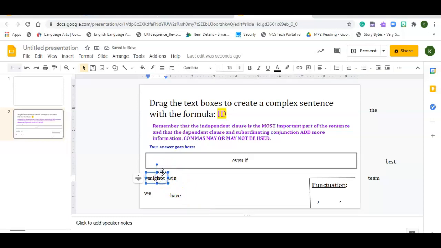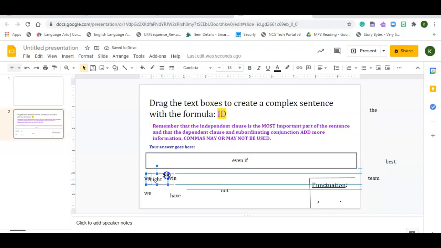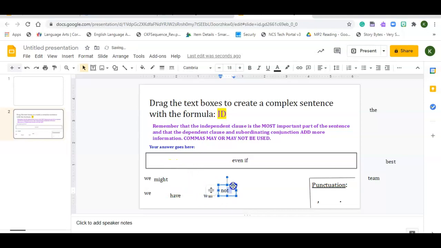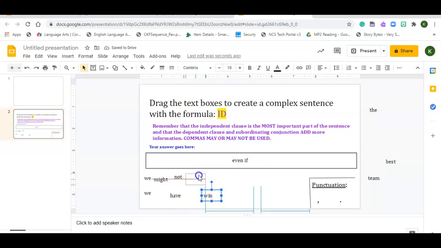You all know how much, apparently, moving and dragging things likes me today. My bad. Oh, boy. All right, so we move stuff over. Might, win shouldn't go there. We might win, but now I'm left with we might not win. Okay. And then we have the best team.